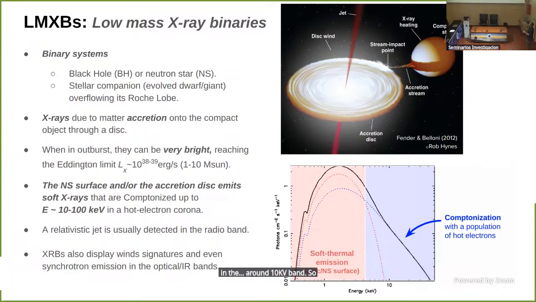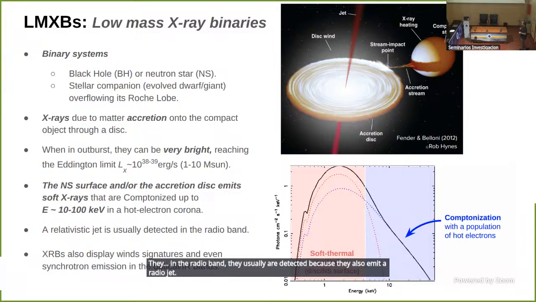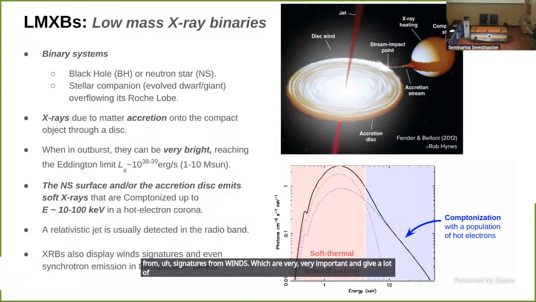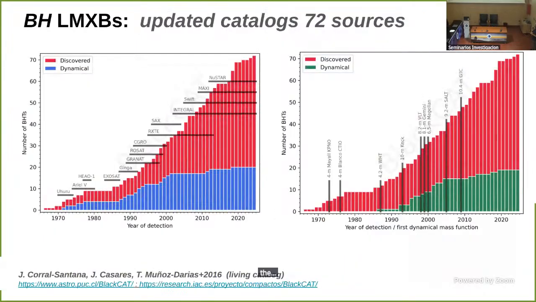So these sources are also important in other wavelengths. In the radio band, they usually are detected because they also emit a radio jet, and also in the optical and infrared bands, there are signatures because of the synchrotron emission from the jet, but also signatures from winds, which are very, very important and give a lot of information about the source.